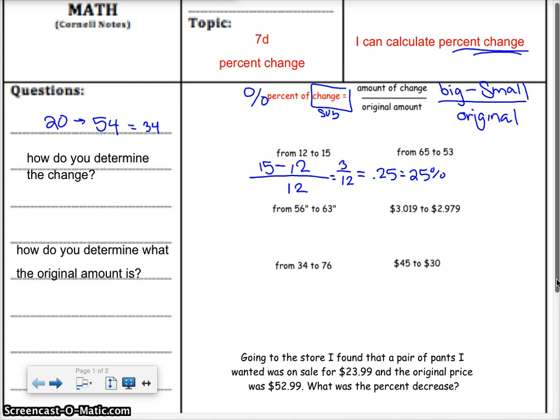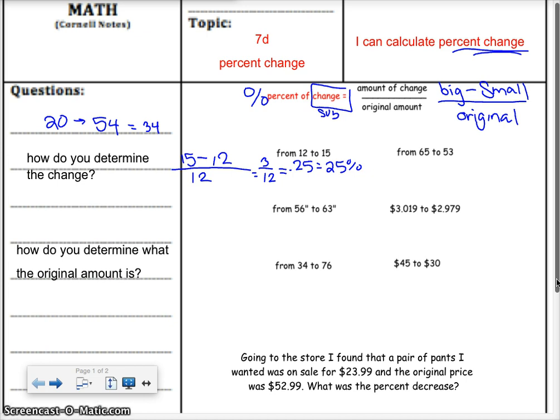Hold on, I got more going on here. You'll never have to show this much work. I just want to show you where all these numbers are coming from. And then it's 25%, because you have to have percent change. Now, did I get bigger or smaller? So it's a 25% increase. There I go. Did that one.